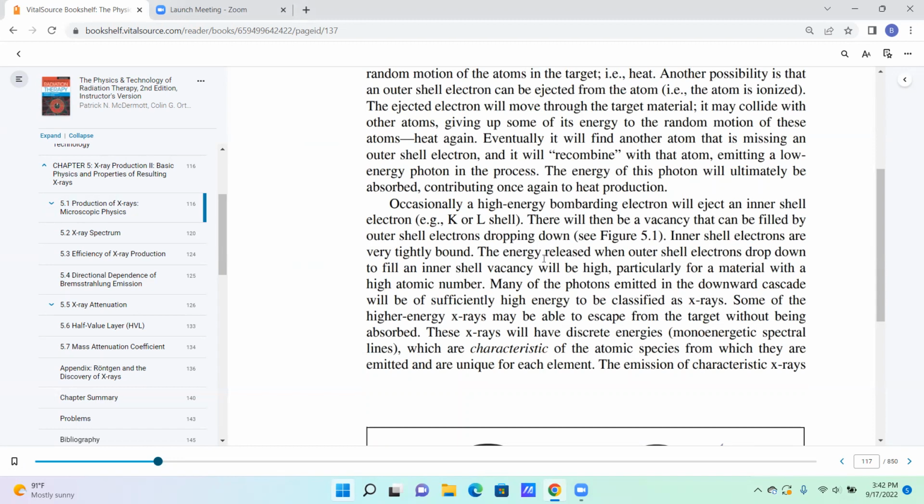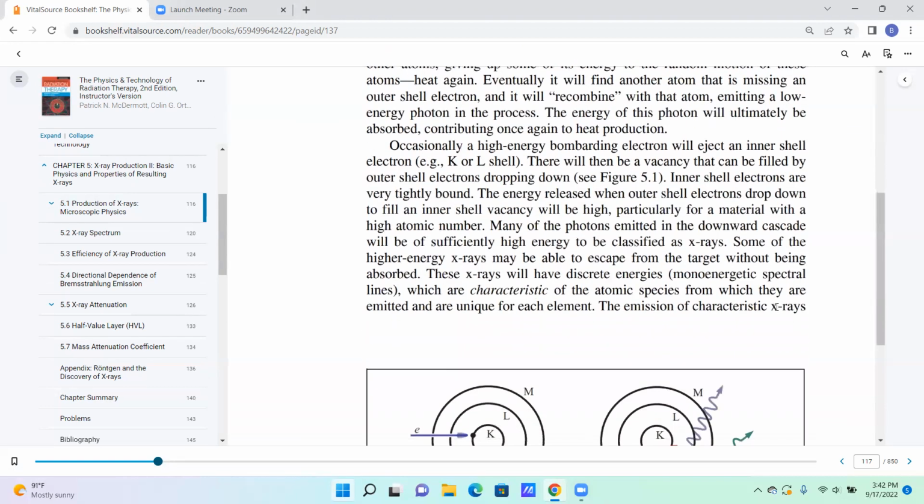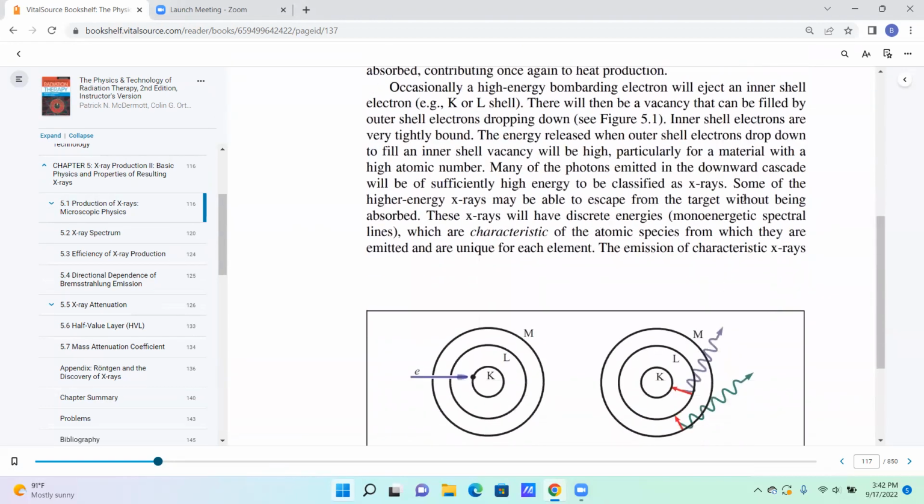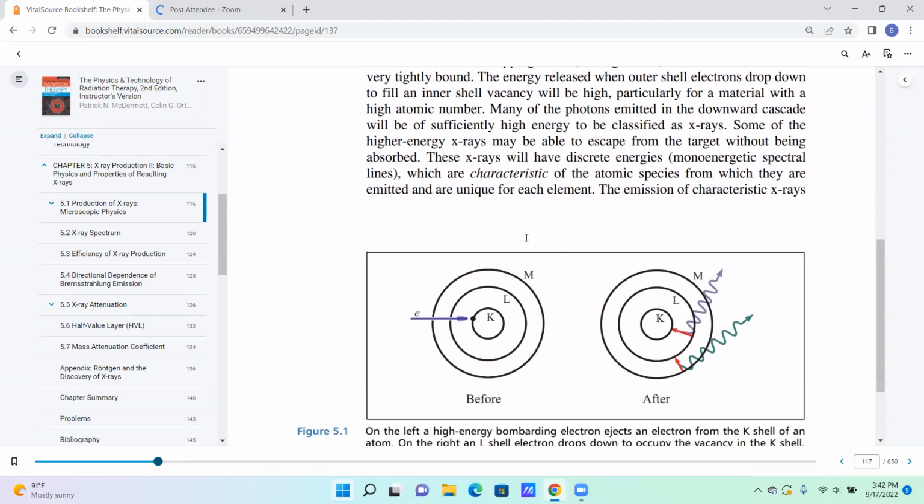The inner shell electrons are very tightly bound, and the energy released when the outer shell's electrons drop down will be high, particularly for a material with high atomic number. Many of these photons emitted in the downward cascade will be sufficiently high energy to be classified as X-rays. Some of the higher energy X-rays may be able to escape from the target without being absorbed.